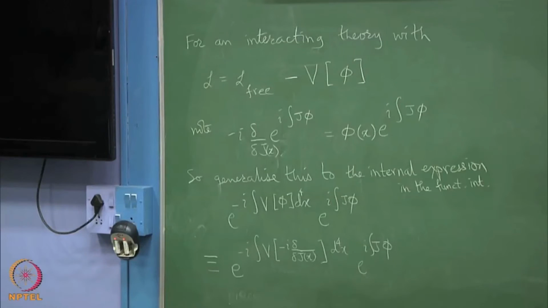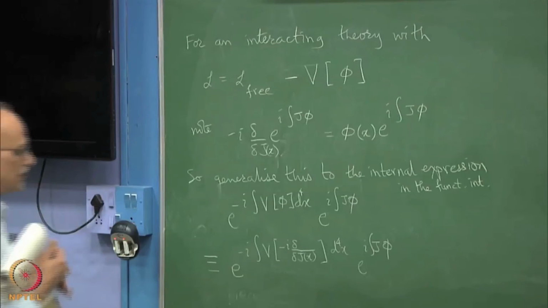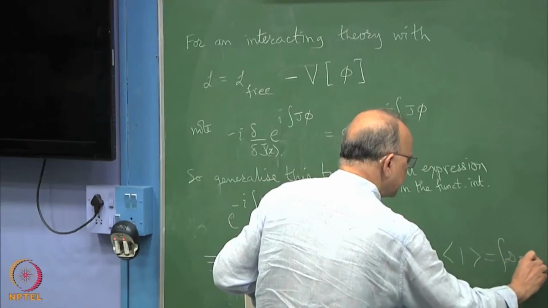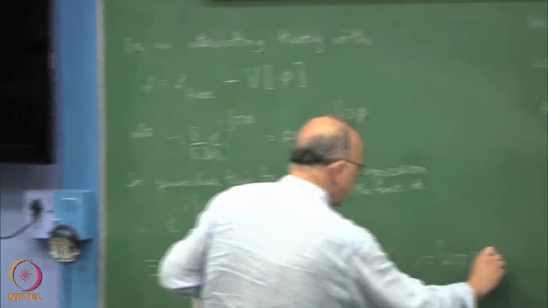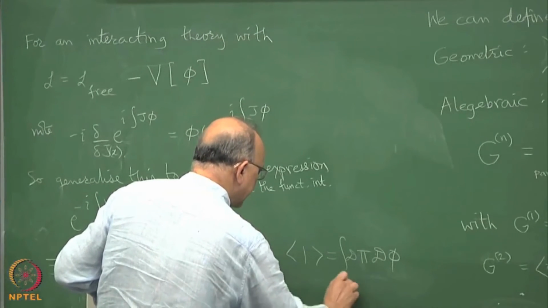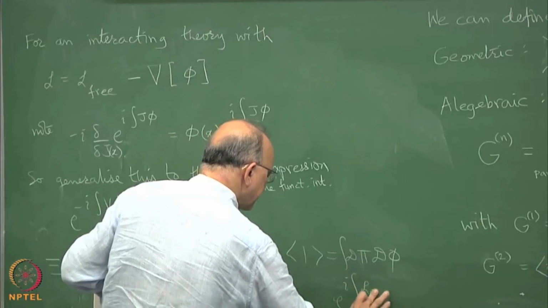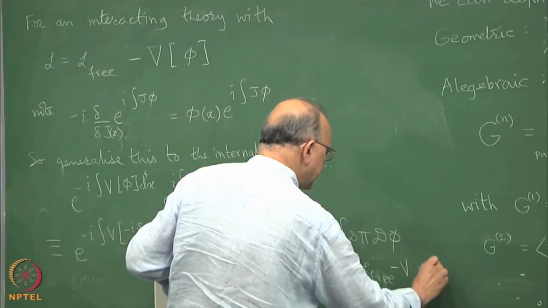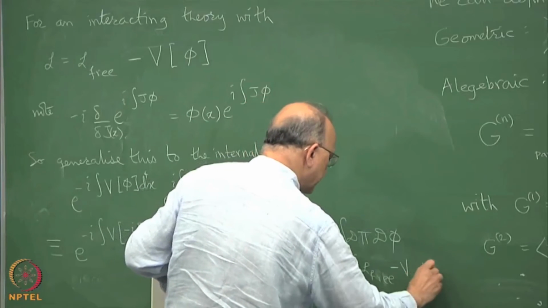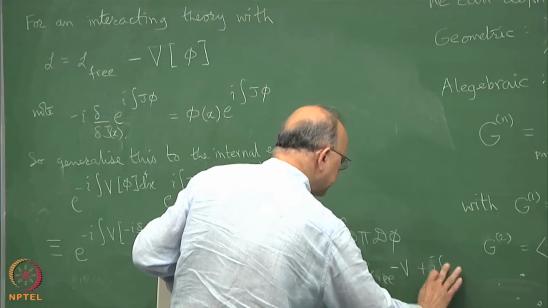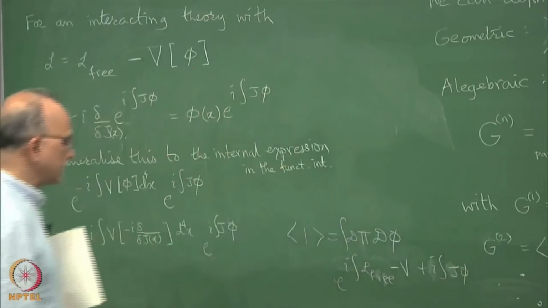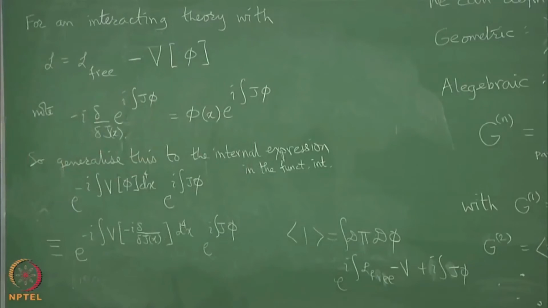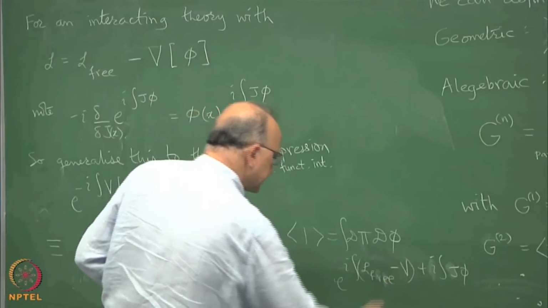So this is a big formal step. Wherever you see a phi, what we are trying to do is, I have the full path integral, which is integral dp dq or d pi d phi, e raised to i times integral L free minus V, plus i integral J phi. Now I know how to take care of L free along with J phi, but I don't know what to do with this V.